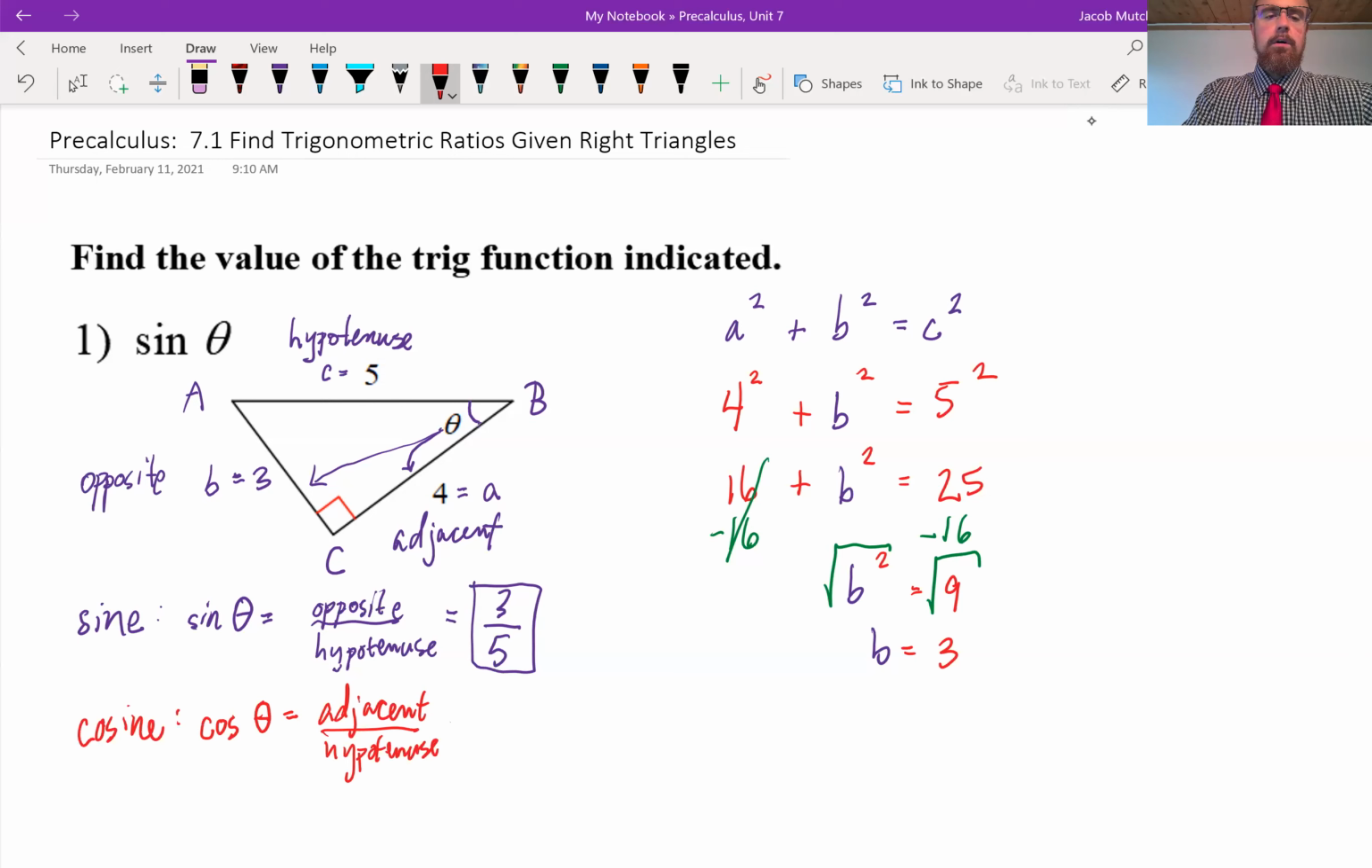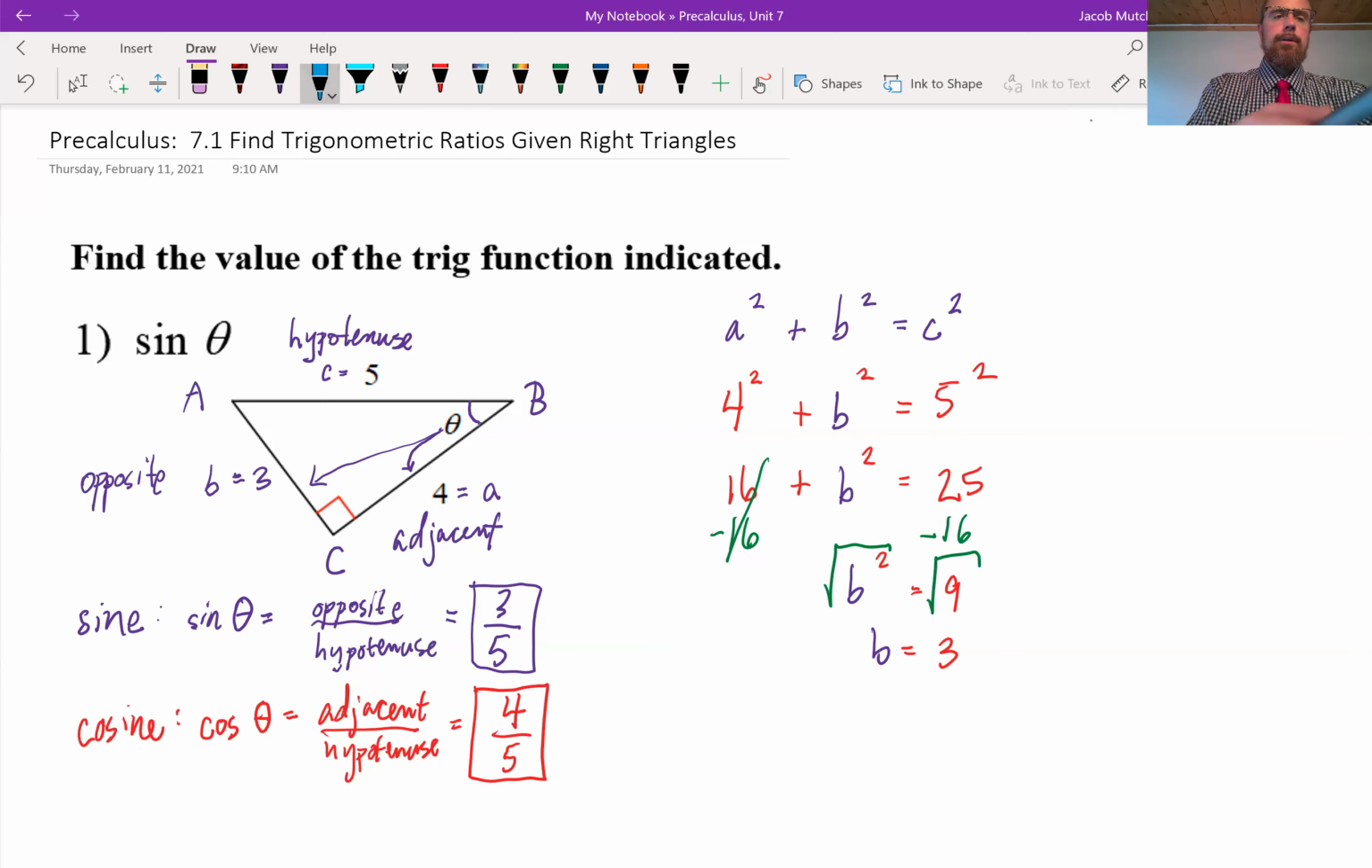Now, once I've got all 3 sides of the triangle, I can calculate cosine as well. I'm just going to grab the length of the adjacent side, that's 4, over the hypotenuse, which is still 5. So the value of cosine here is 4/5.